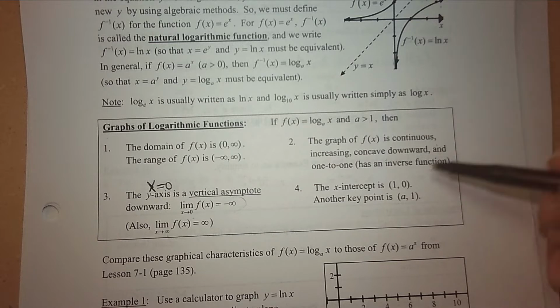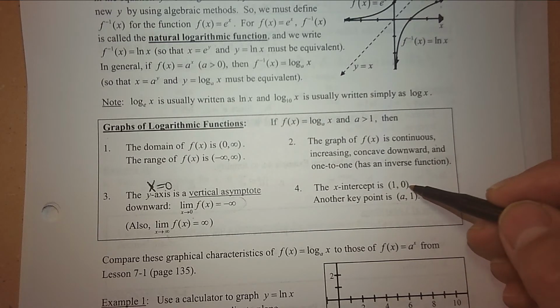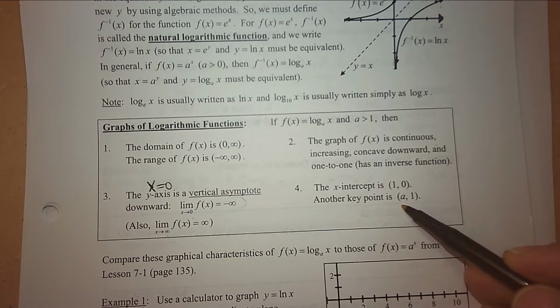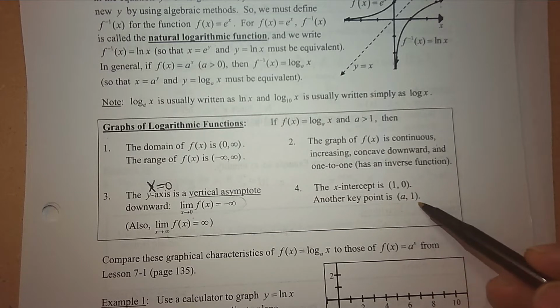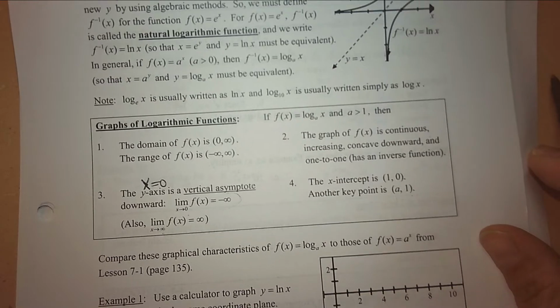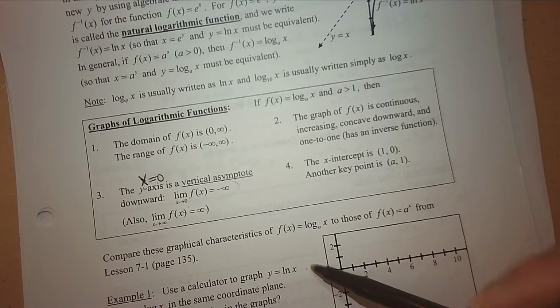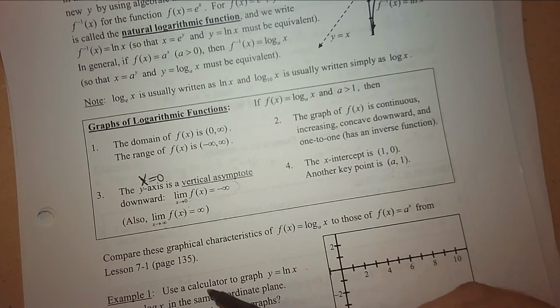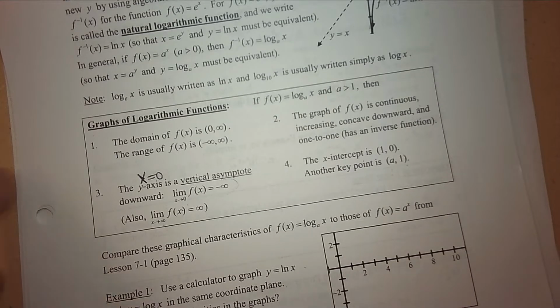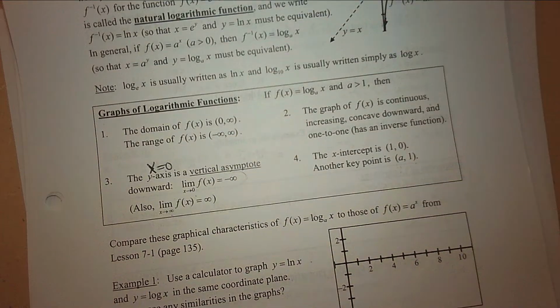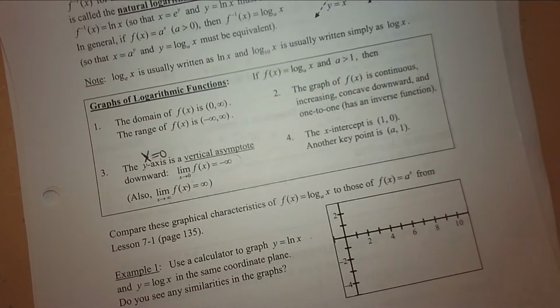Notice that we have a point at (1, 0). We also see that a represents the base. If you know the base of the logarithm, you have the base and 1 to be able to graph it. So, it says use a calculator to graph y equals ln x and y equals log x in the same coordinate plane. Do you see any similarities between the two graphs? We don't need a stinking calculator, right?